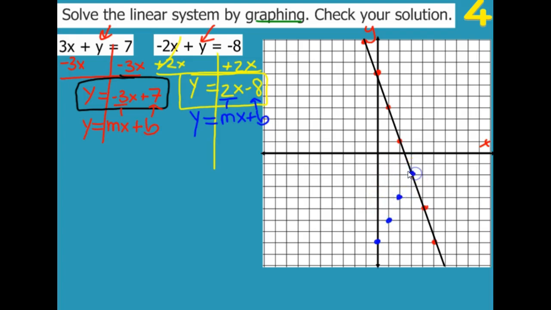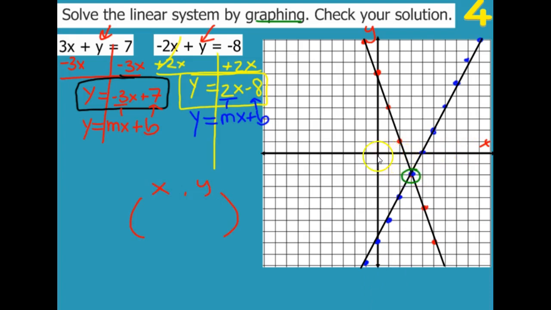As you can see right there, that point is going to be on both lines. Up 2, 1 to the right. Or down 2, 1 to the left. And our lines should cross at a very nice point that we can see, x comma y. So right here is where they cross.